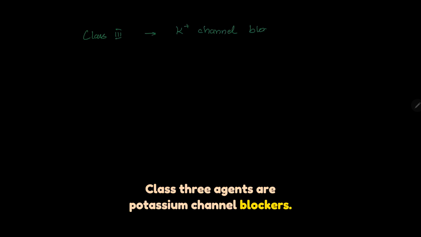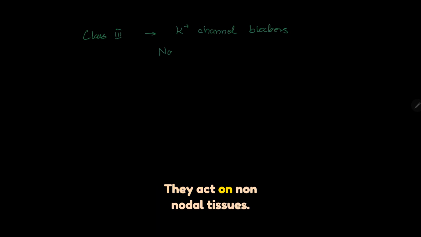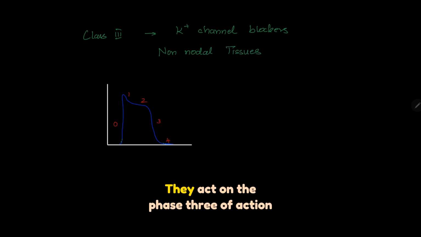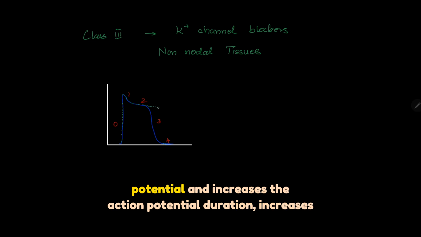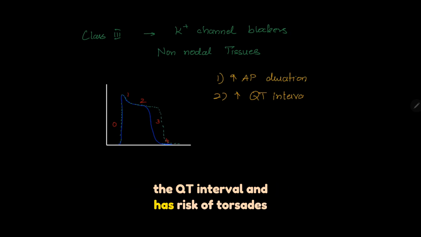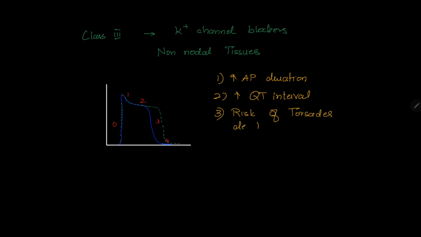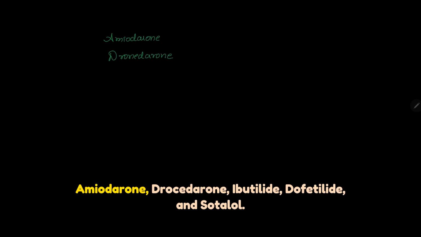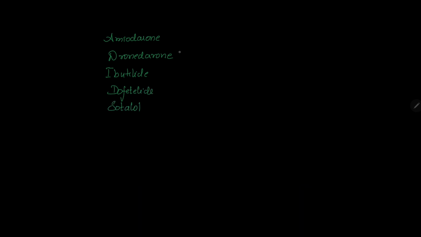Class 3 agents are potassium channel blockers. They act on non-nodal tissues. They act on the phase 3 of action potential and increase the action potential duration, increase the QT interval and have risk of torsades de pointes. Drugs belonging to this class are amiodarone, dronedarone, ibutilide, dofetilide, and sotalol.